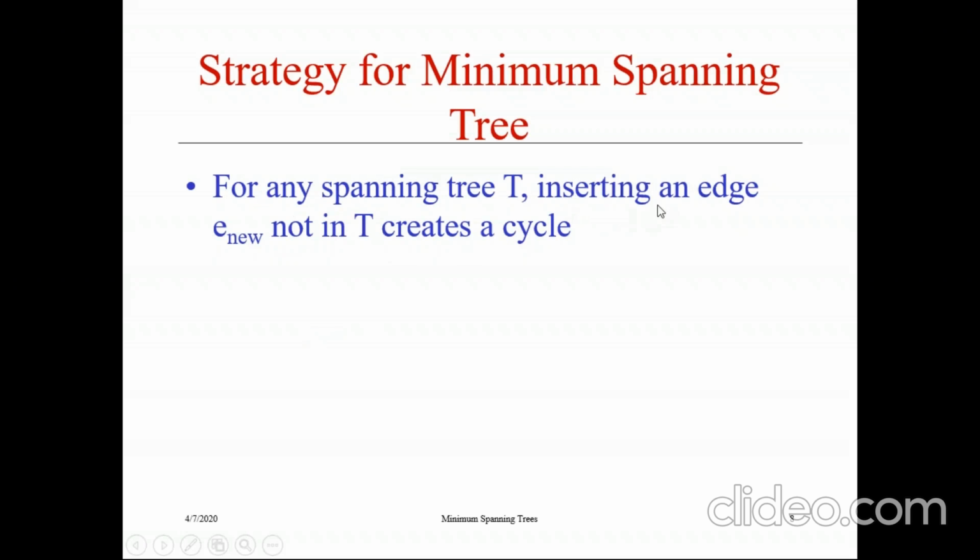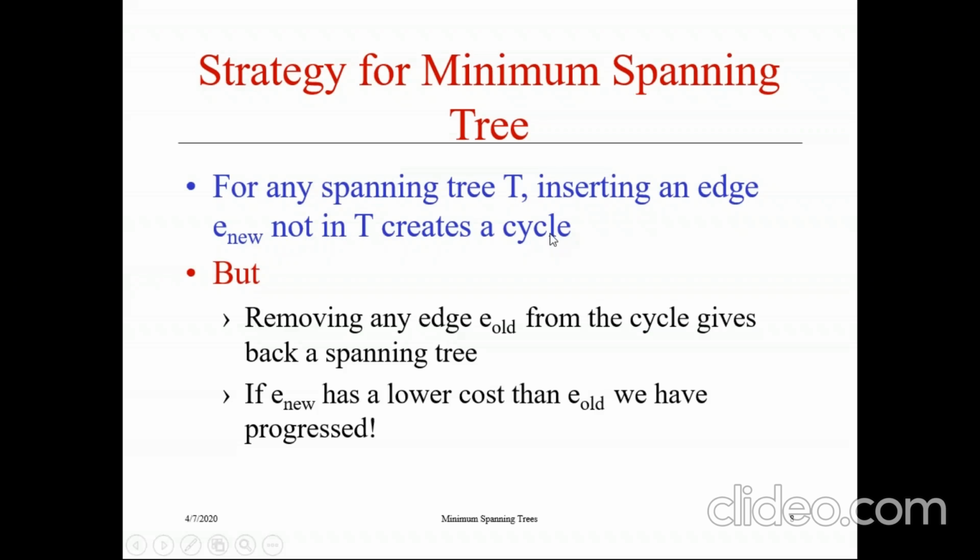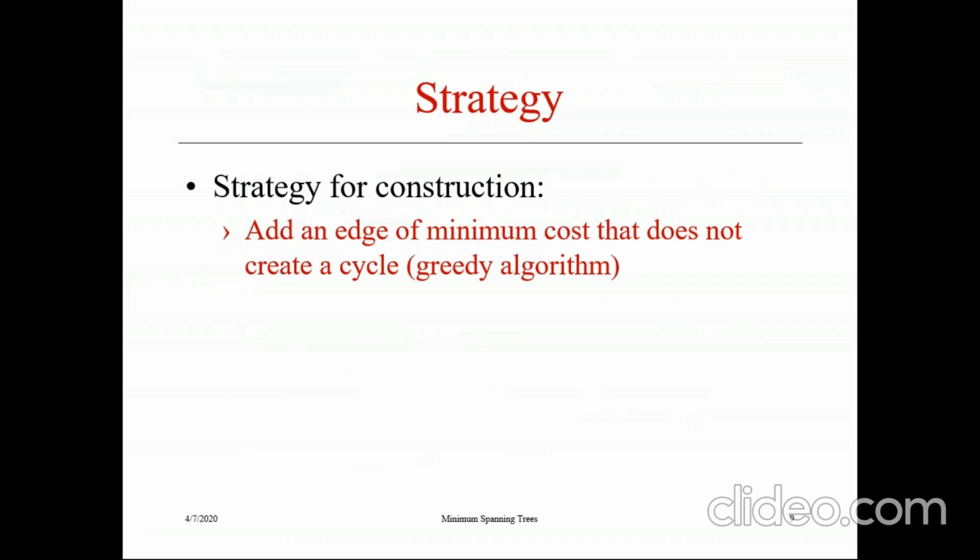For any spanning tree T, inserting a new edge not in T creates a cycle, but removing the old edge from the cycle gives back a spanning tree. If the new edge has a lower cost than the old edge, we have progressed. Then we get the final minimum spanning tree. Now, the strategy for constructing the MST is to add an edge of minimum cost that does not create a cycle. It's basically a greedy algorithm. Greedy means picking the minimum weight edges, minimum cost edges, and repeating this step V minus 1 times.